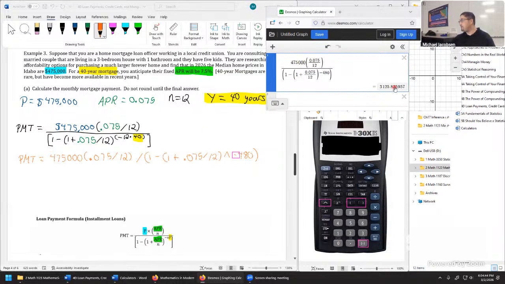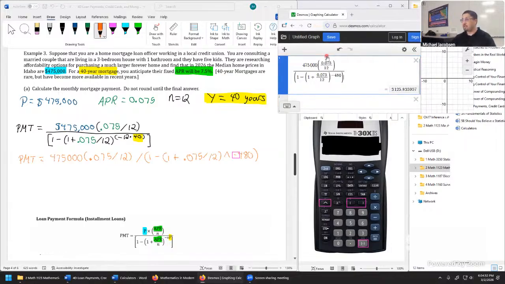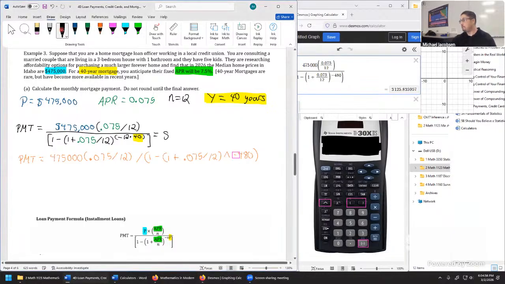So I'm getting a payment, this is a lot, of $3,125.84. Let's put this on paper. $3,125.84 cents.